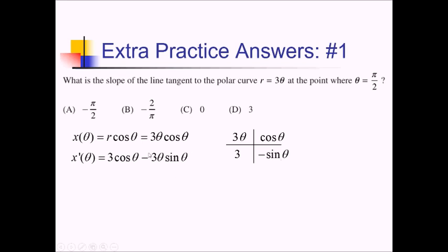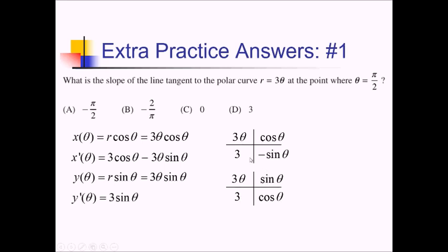And now we move on to talk about y of theta. That's just going to be r times the sine of theta. So 3 theta sine of theta. This is another product rule if you're taking the derivative. So box and ribbon time again. Now we have a 3 theta again, but now we have a sine of theta. This is a little bit different. So we have 3 and cosine of theta for the derivatives. So this comes out to 3 sine of theta plus 3 theta cosine of theta.